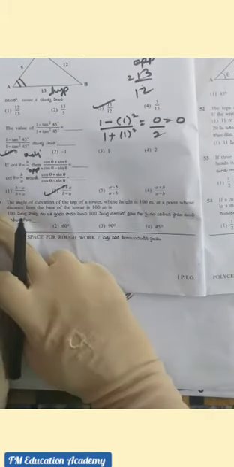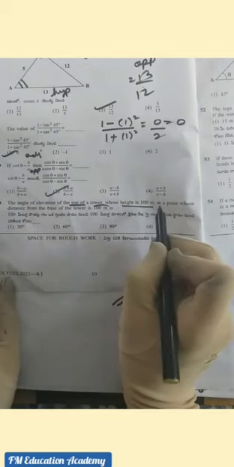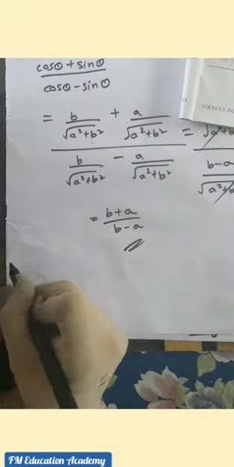Okay, moving on to 58th question. The angle of elevation of the top of a tower whose height is 100 meters, at a point whose distance from the base of the tower is 100 meters, is. It is asking us the angle of elevation. See how the figure is. Let us suppose this is our tower, it is straight, and this is our ground, horizontal.